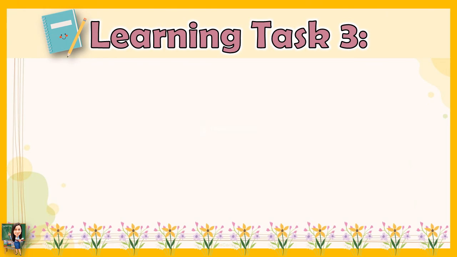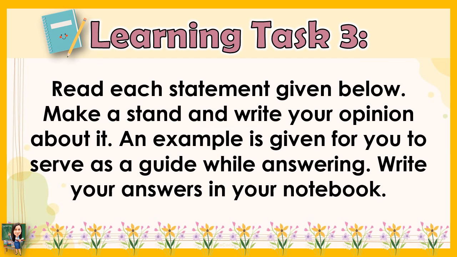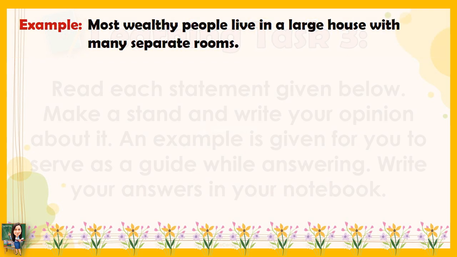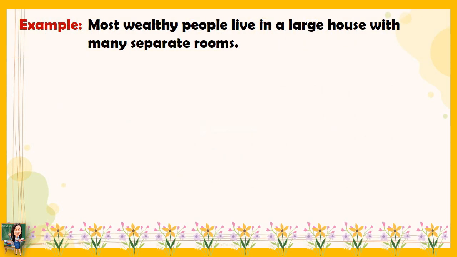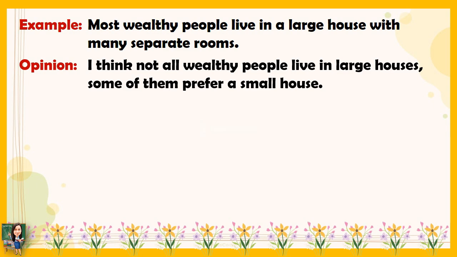For learning task 3, read each statement given below. Make a stand and write your opinion about it. An example is given for you to serve as a guide while answering. Write your answers in your notebook. Here is the example. Most wealthy people live in a large house with many separate rooms. The opinion is, I think not all wealthy people live in large houses. Some of them prefer a small house.